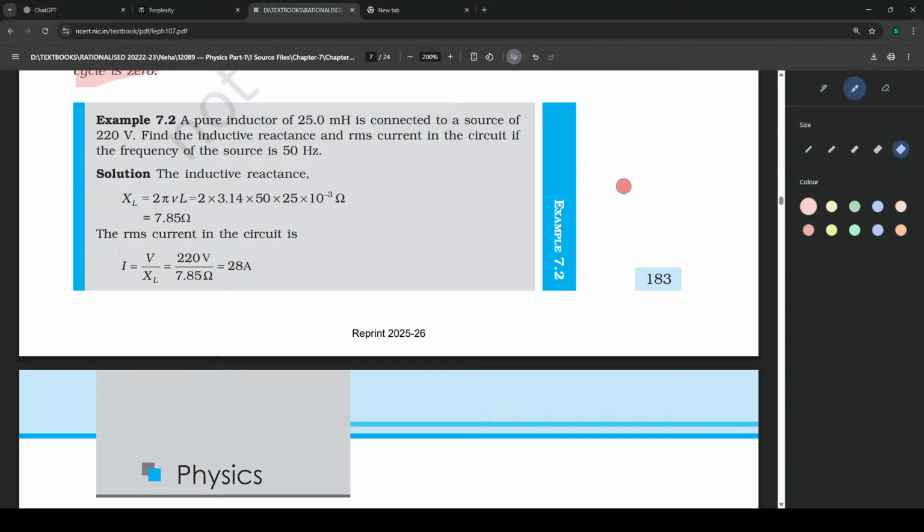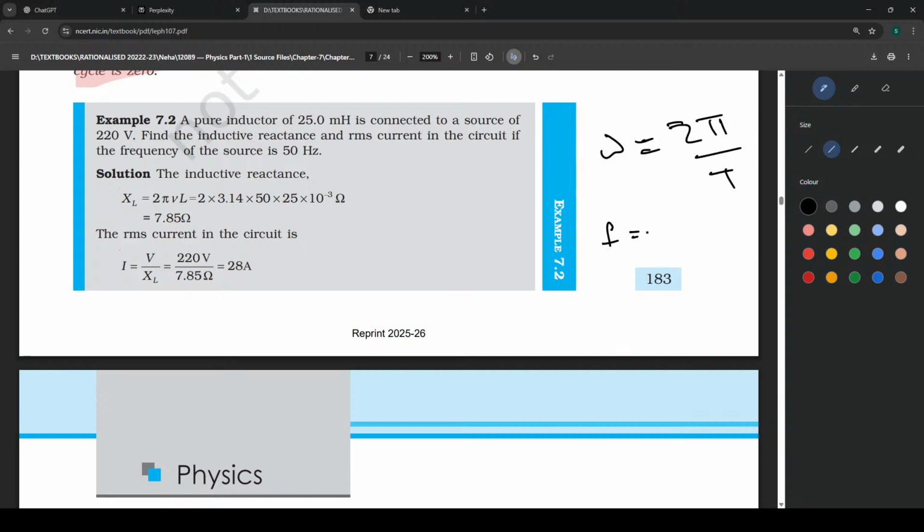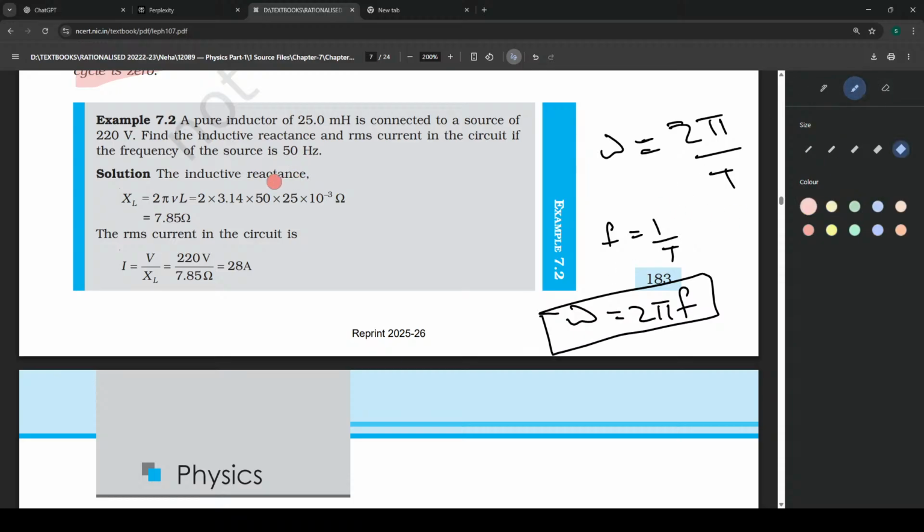Now let's find the inductive reactance. The inductive reactance formula is XL equals omega L, where omega equals 2 pi F, and omega equals 2 pi by T. Now frequency is 1 by T, so omega equals 2 pi F, a formula which is very very important. So basically XL, the inductive reactance, equals 2 pi F times L.